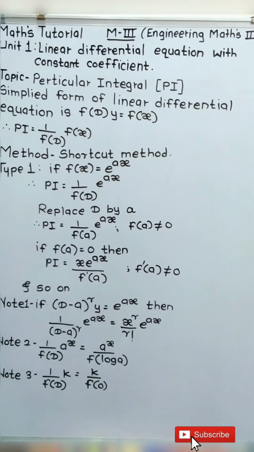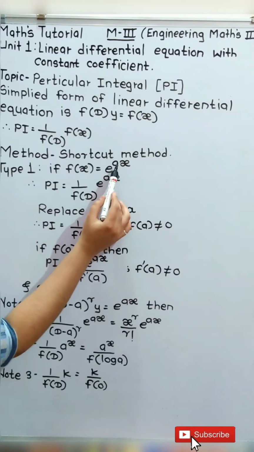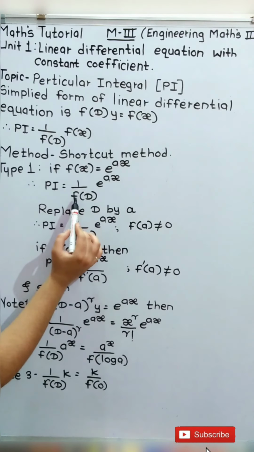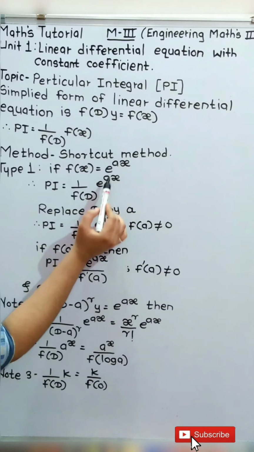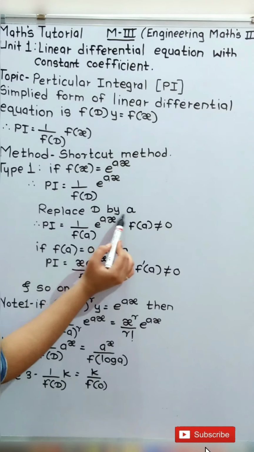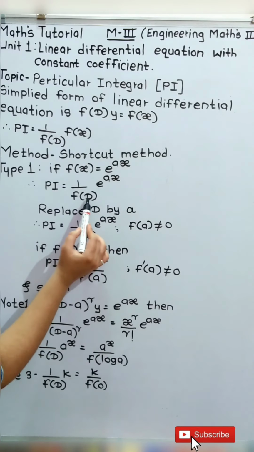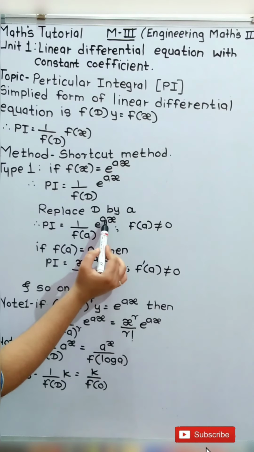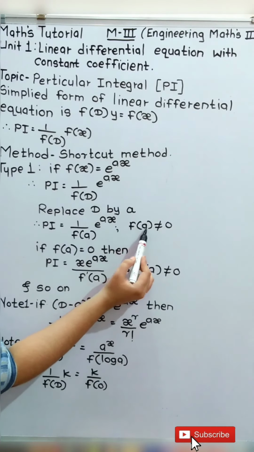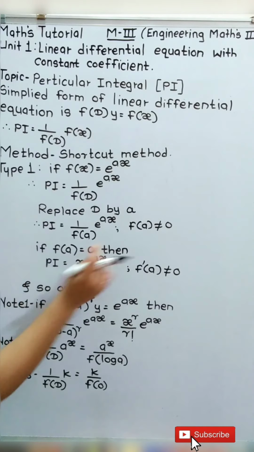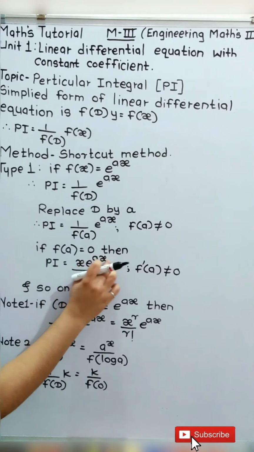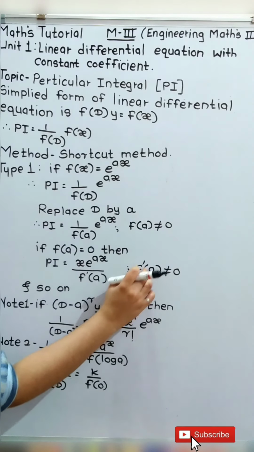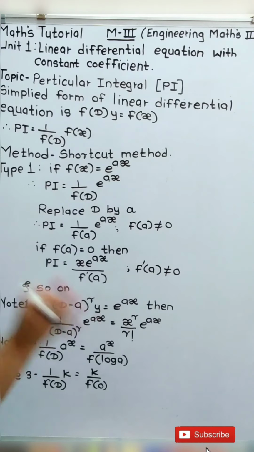Type first: if f of x is equal to e raised to ax, then PI is equal to 1 upon f of D into e raised to ax. Replace D by a. So PI is equal to 1 upon f of a into e raised to ax, where f of a is not equal to 0. If f of a is equal to 0, then PI is equal to x e raised to ax upon f dash of a, where f dash of a is not equal to 0, and so on.